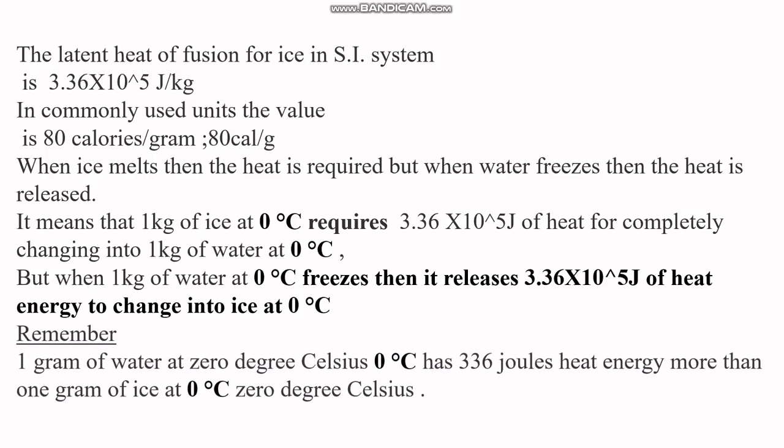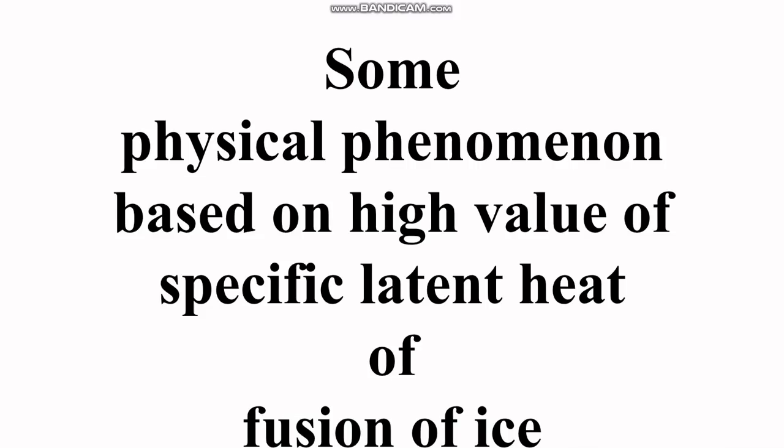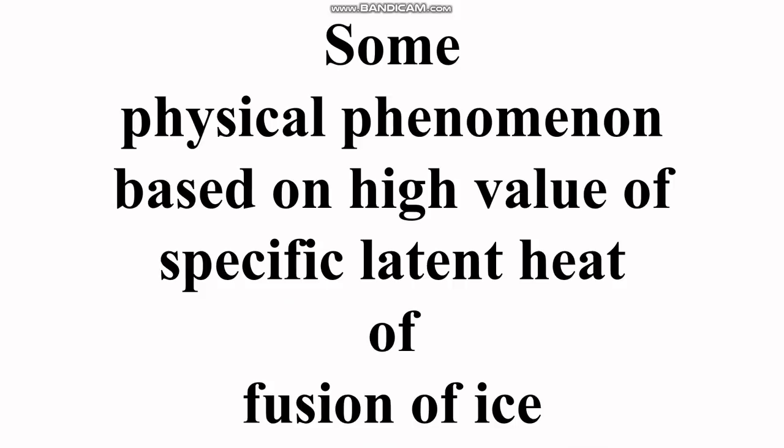Now, remember that 1 gram of water at 0 degrees Celsius has 336 joules heat energy more than 1 gram of ice at 0 degree Celsius. Now, let's see what are some physical phenomena based on high value of specific latent heat of fusion of ice.